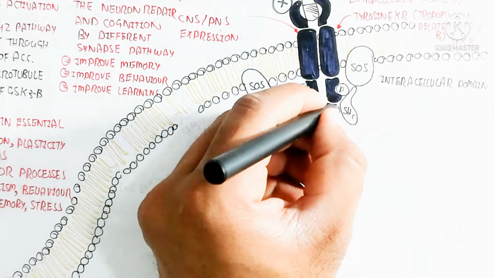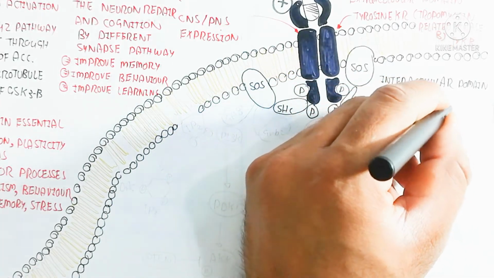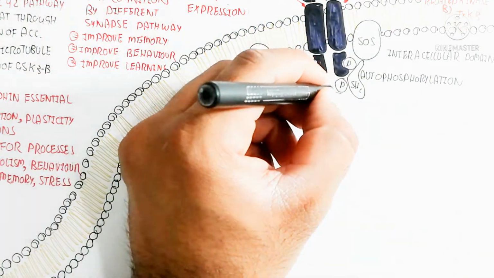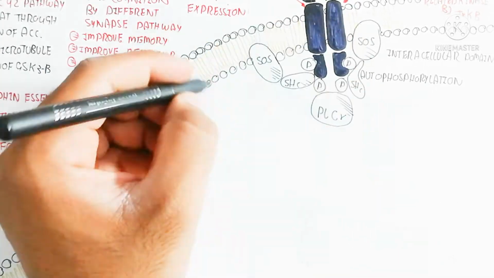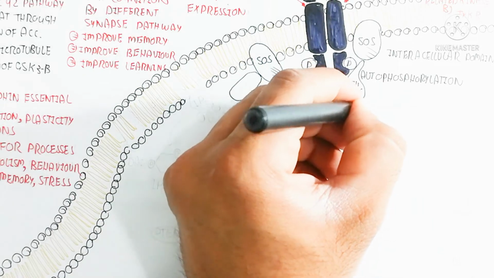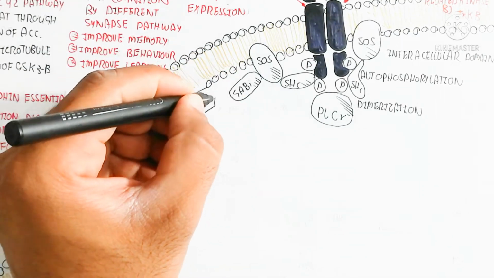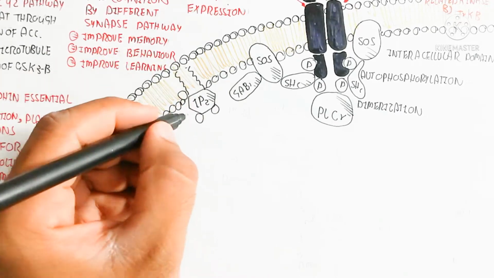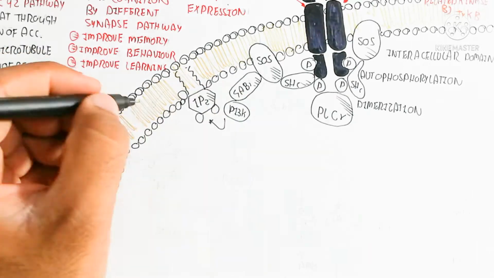And on the other side, the Son of Sevenless protein will bind with the SHC and GAB1. So GAB1 will bind, and growth factor receptor-bound protein 2 will bind with the SOS. And in this way, remember that GAB1 will bind with phosphoinositide 3 kinase. After this, phosphoinositide 3 kinase phosphorylation will lead to other phosphorylation events.